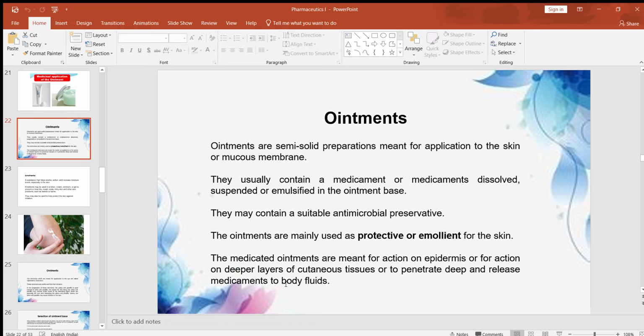Coming back to this point, ointments are protective or emollient. When we apply ointment on the surface of skin, we spread it on a particular region of the skin. When we spread this ointment on a particular region, that area obviously is getting protected because of the application. And then it also acts as an emollient. So let us see what emollient means.